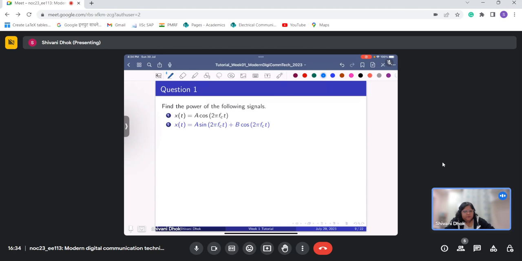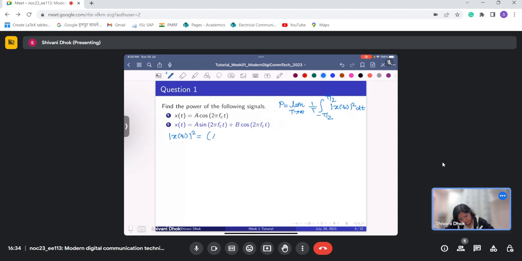Let's solve the second part of this question now. So what we have here is, as mentioned earlier, this power is limit t tending to infinity 1 by t integral minus t by 2 to t by 2 magnitude of xt square dt. So now first let us look at how this magnitude of xt square looks. So what we have is, this is a real signal, so we can drop off the magnitude part.